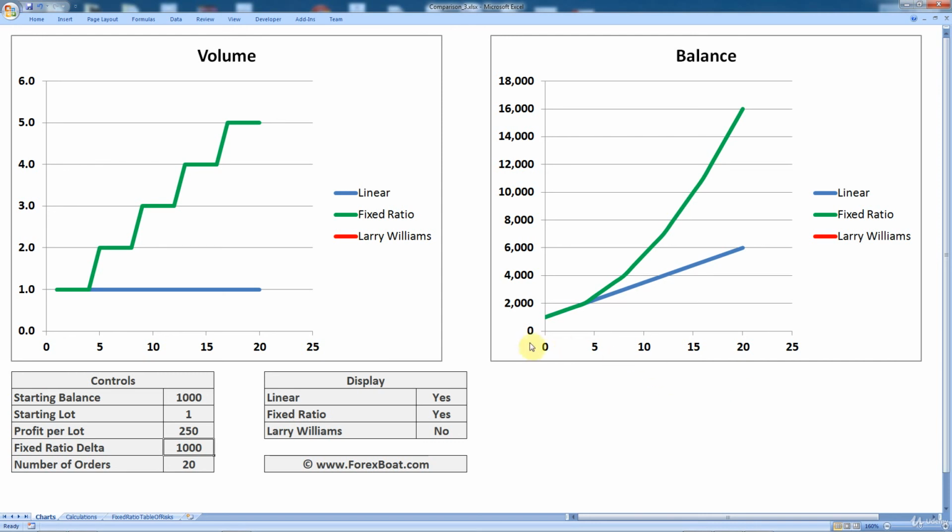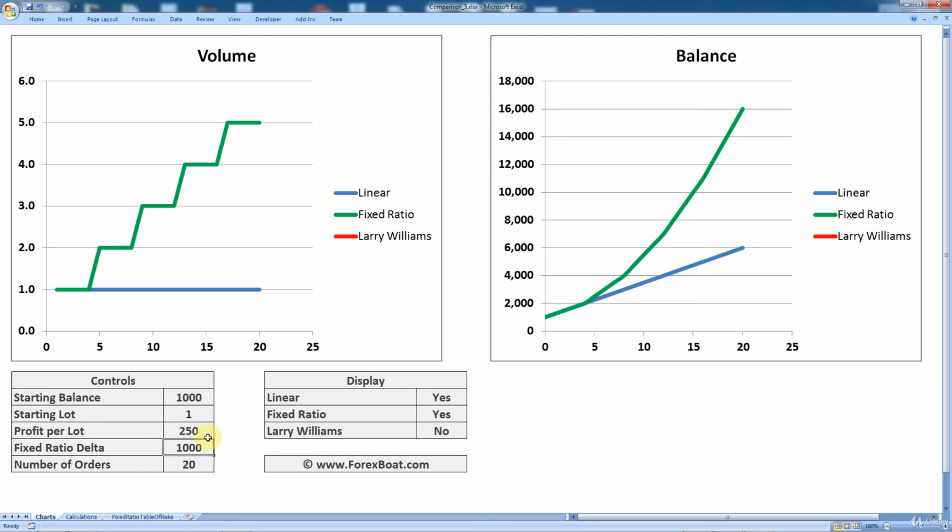And with the linear method, you only get a profit of $5,000. With the fixed ratio method, you get a profit of $15,000. So that's triple the profit in the fixed ratio method. And that is just within the first 20 orders that you send to the market. Now, it kind of starts making sense how Ryan Jones was able to make those crazy profits in short periods of time. And why his focus was not his trading strategy, but his money management strategy.